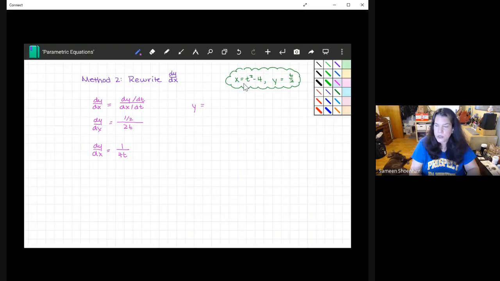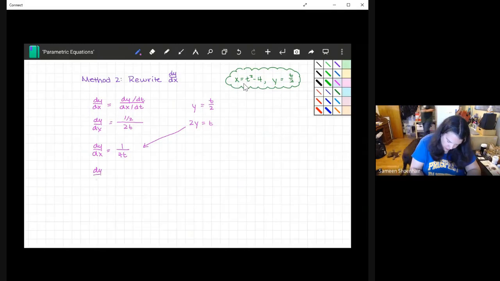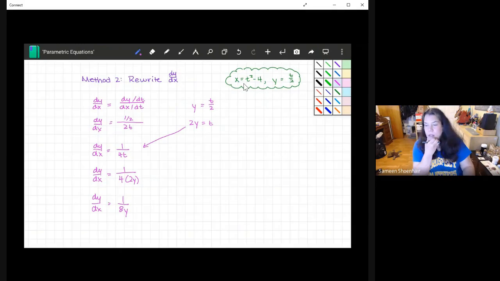Sometimes it's useful enough to just leave it in that form, but just to show you that we're really getting the same thing, remember that 2y is equal to t. So if we put that in here, dy/dx is 1 over 4 times t, which is 2y, and we get the same thing. So 2 ways to do the same thing. Any questions there? Okay.